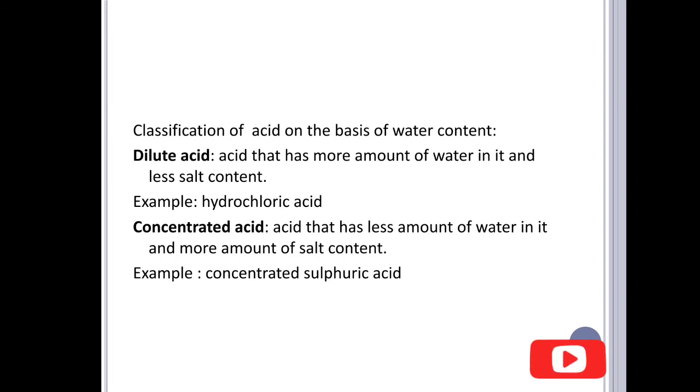Next, on the basis of water content, acids are of two types. One is the dilute acid. What is a dilute acid? This type of acid has more water in it and the least amount of acid content. An example is dilute hydrochloric acid. And what are concentrated acids? The acid here has very little water and a greater amount of acid content. The example is concentrated sulfuric acid.